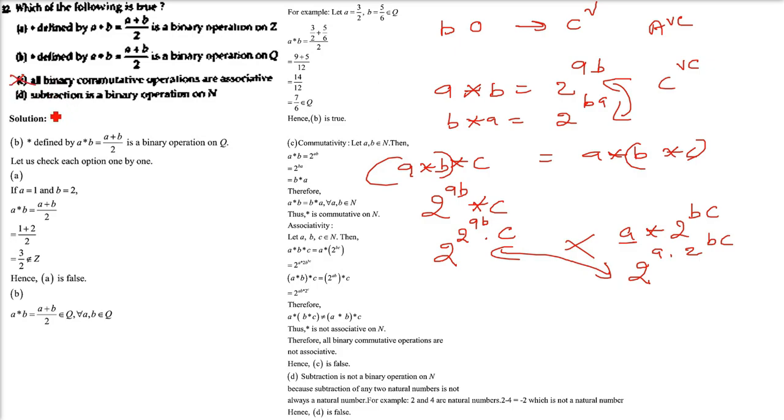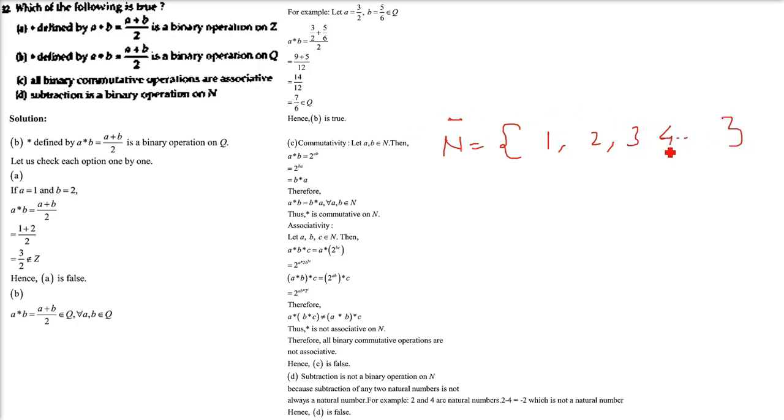Okay, coming to the final part, which is the D part. Subtraction is a binary operation on N. N is the set of natural numbers. A natural number is what? You can count. 0 is not involved. The natural numbers are 1, 2, 3, 4 and it goes up to infinity. So subtraction is a binary operation. Let us check whether it is or not.